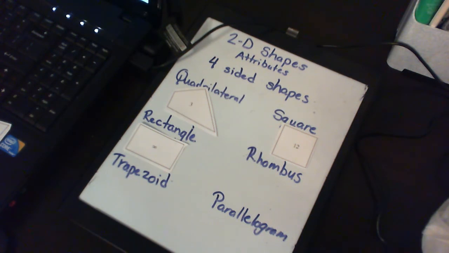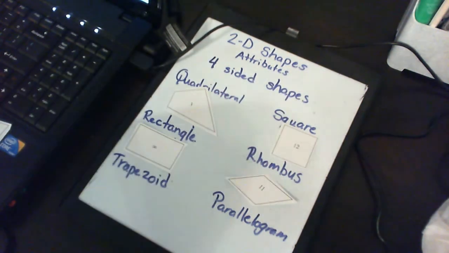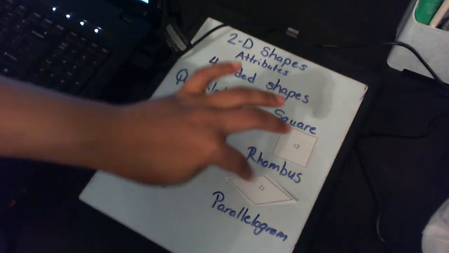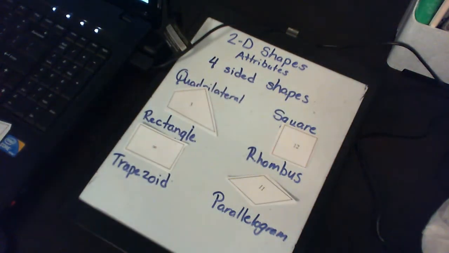One side is parallel to the other side, at least once. And you have two lines of symmetry, and opposite angles are the same. So when we get into angles, which is not this week, then those bigger angles are the same and those smaller angles are the same. So let's move on to the trapezoid.